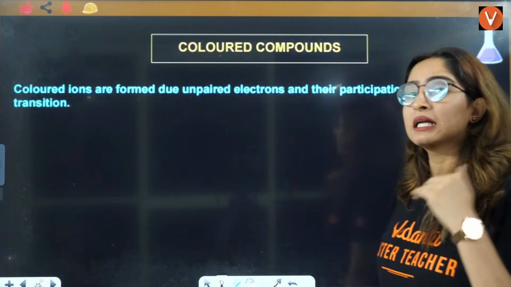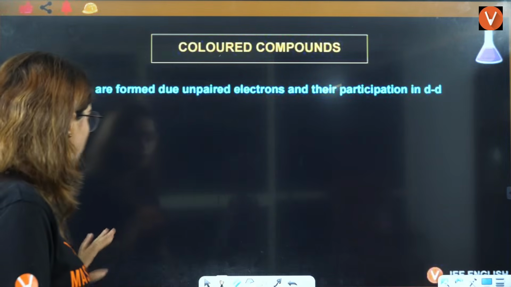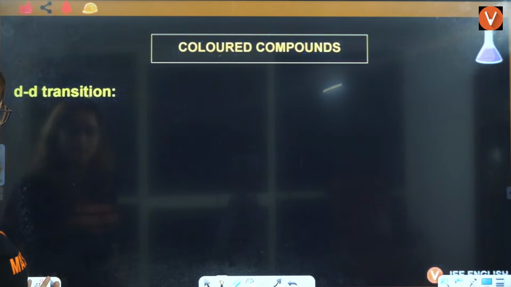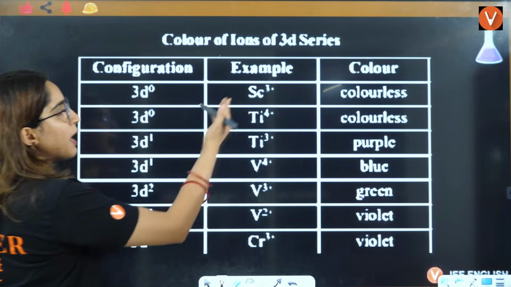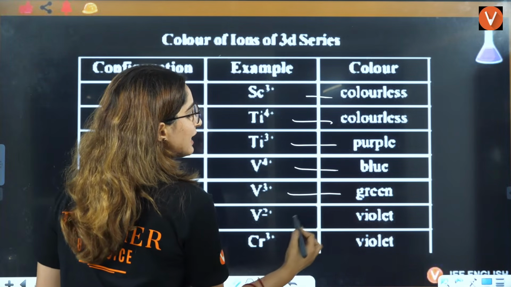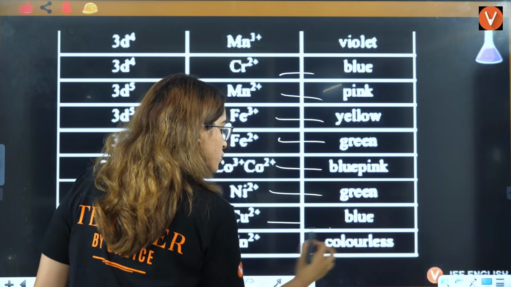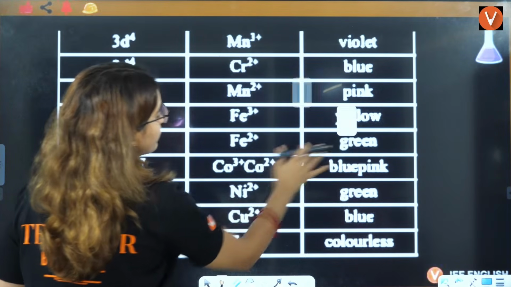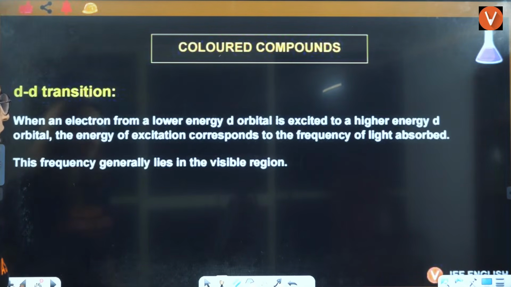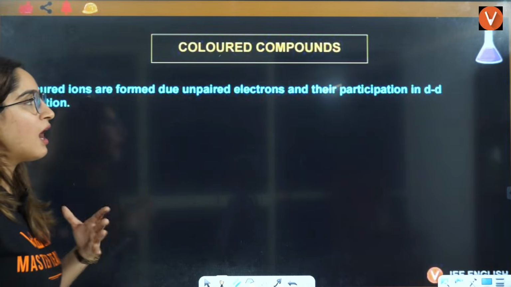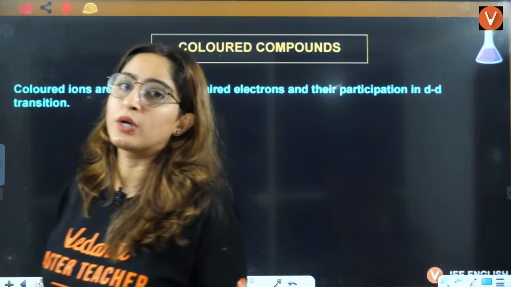Now, let's see colored compounds, right? Why do colored compounds form? You will see beautiful colors they show. Here you can see some ions are colorless, and some are showing very intense color. And ma'am, do I need to learn all these colors? Yes, you need to learn all these colors. I'll also show you why you need to learn them. But before that, let's talk about why they are showing colors, why they form very intense color and some ions are totally colorless, okay?